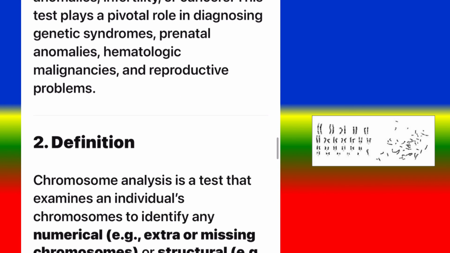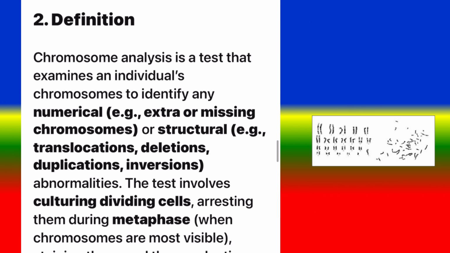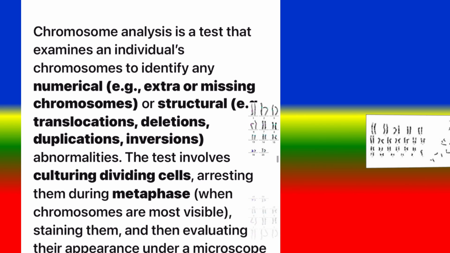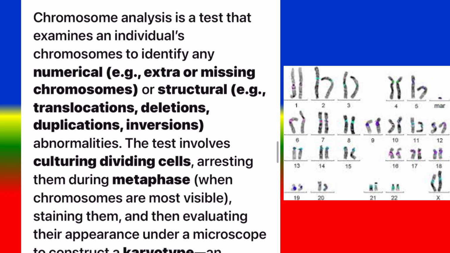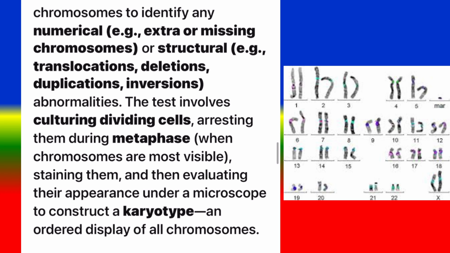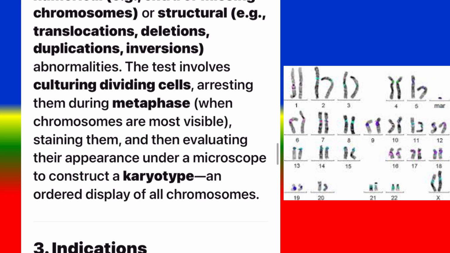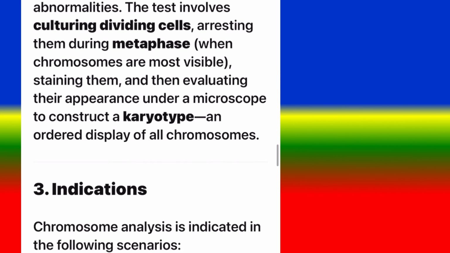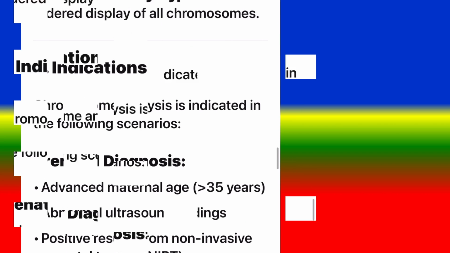2. Definition. Chromosome analysis is a test that examines an individual's chromosomes to identify any numerical, e.g., extra or missing chromosomes, or structural, e.g., translocations, deletions, duplications, inversions, abnormalities. The test involves culturing dividing cells, arresting them during metaphase, when chromosomes are most visible, staining them, and then evaluating their appearance under a microscope to construct a karyotype, an ordered display of all chromosomes.